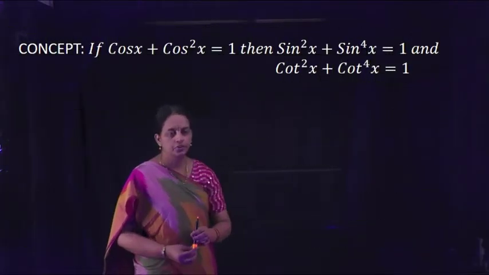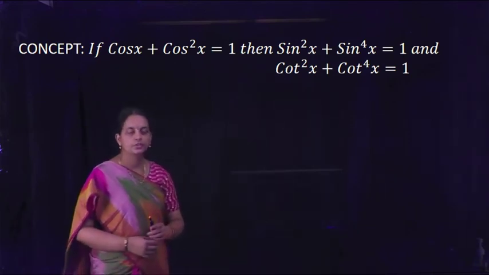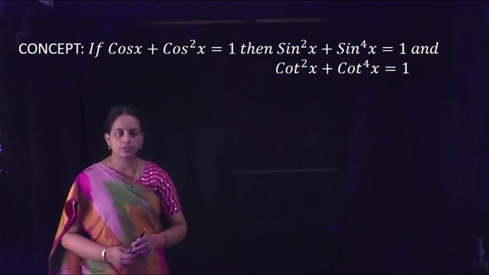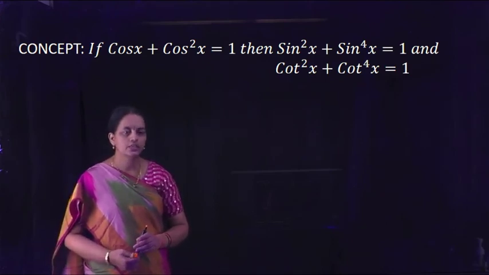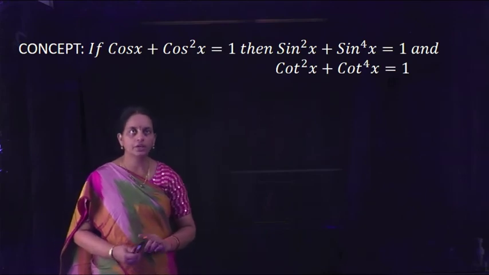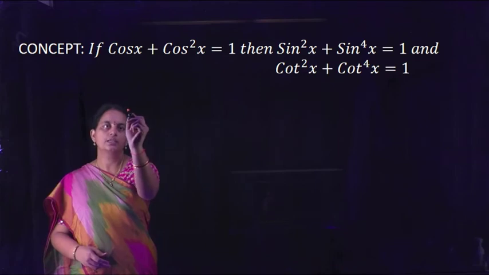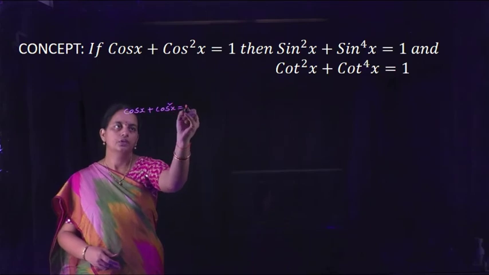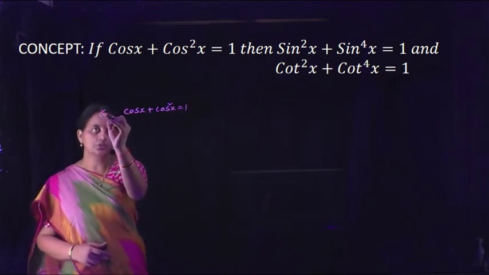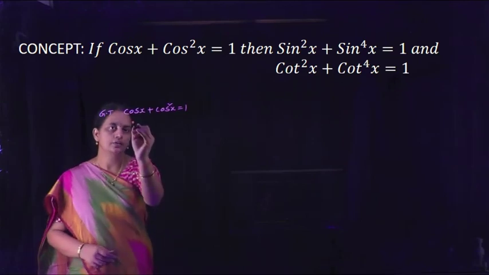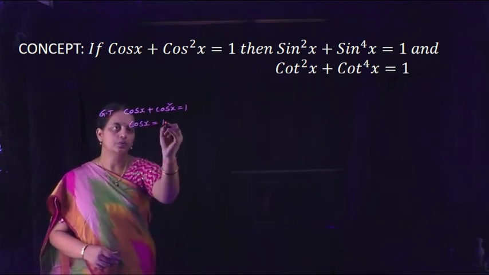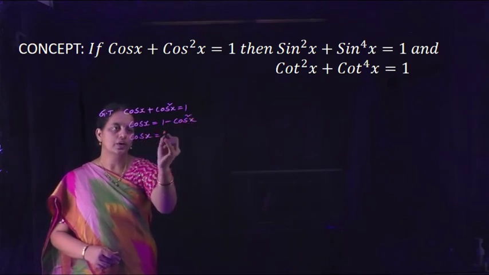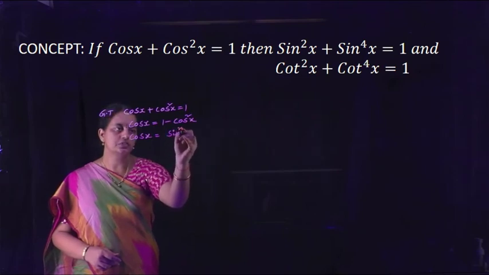Now we are going to discuss one more concept, that is, if cos x plus cos square x is equal to 1, then sin square x plus sin power 4x is equal to 1, and cot square x plus cot power 4x is equal to 1. Given that cos x plus cos square x is equal to 1, from this we can write cos x is equal to 1 minus cos square x. So cos x is equal to 1 minus cos square x means sin square x.